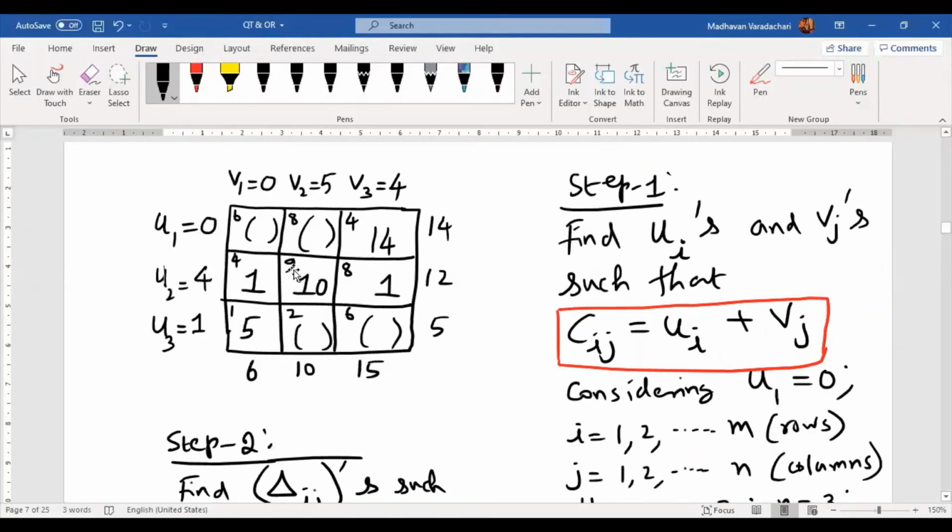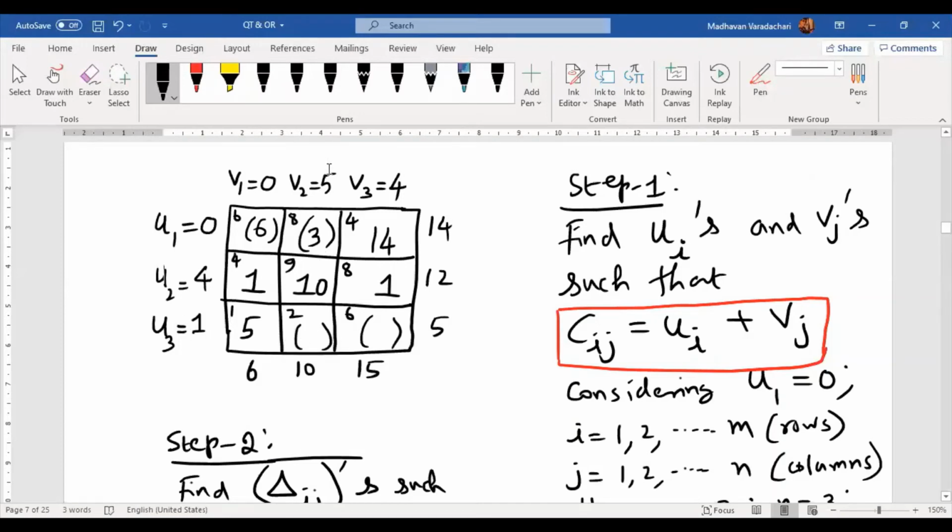What is the result? 0 plus 0 is 0. Then that 0 has to be subtracted from 6, so 6 minus 0 is 6. Write 6 there. Come to the next cell. Add U and V. U is 0, V is 5. 0 plus 5 is 5. Then that 5 has to be subtracted from this Cij, so 8 minus 5 gives 3.